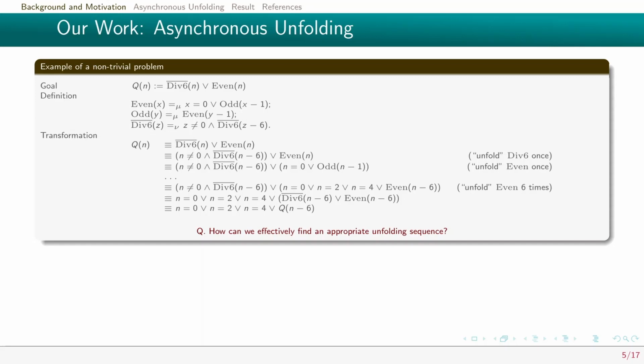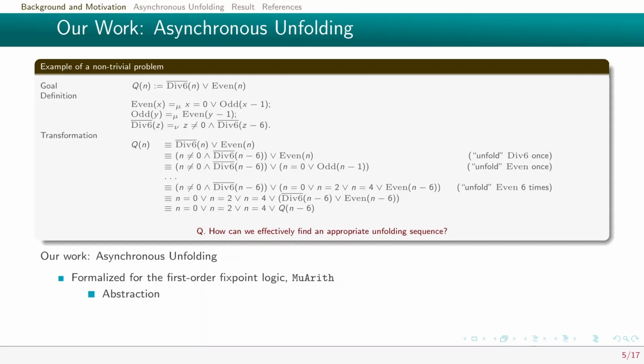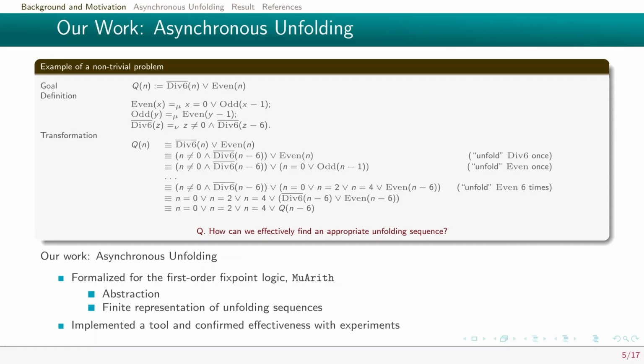Now still the question remains, how can we effectively find an appropriate unfolding sequence? We call this arbitrary number of unfoldings of different predicates the asynchronous unfolding. In this work, we formalized asynchronous unfolding for the first order fixed point logic mu-arith. For that, we first abstracted the predicate definitions. Then we construct a finite representation of unfolding sequences. We also implemented a tool, and after experiments, we found that it is indeed effective.